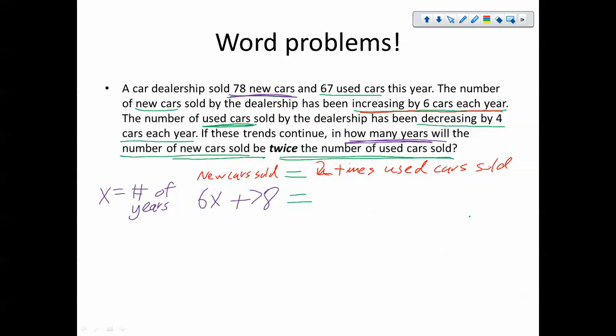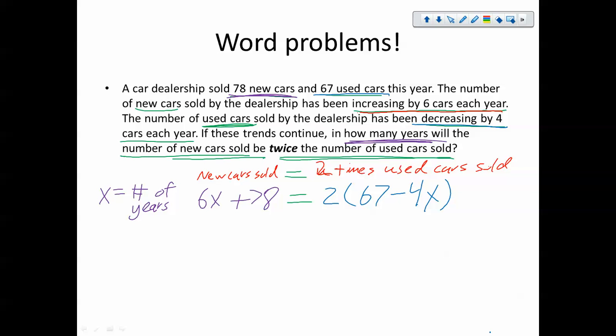Let's make the used cars sold. So first of all, this needs to be, what color? Let's do it in blue. This needs to be 2 times that. So I know that whatever I model here, it's going to be 2 times that. And so this one is 67 cars now, and it's decreasing by 4. So I know that it would be 67 minus 4 every year. So I'm going to start with 67, and then I'm going to lose 4 every year, which means that if x were 1, I'd be losing 4. That makes it 63. Okay, that looks good.